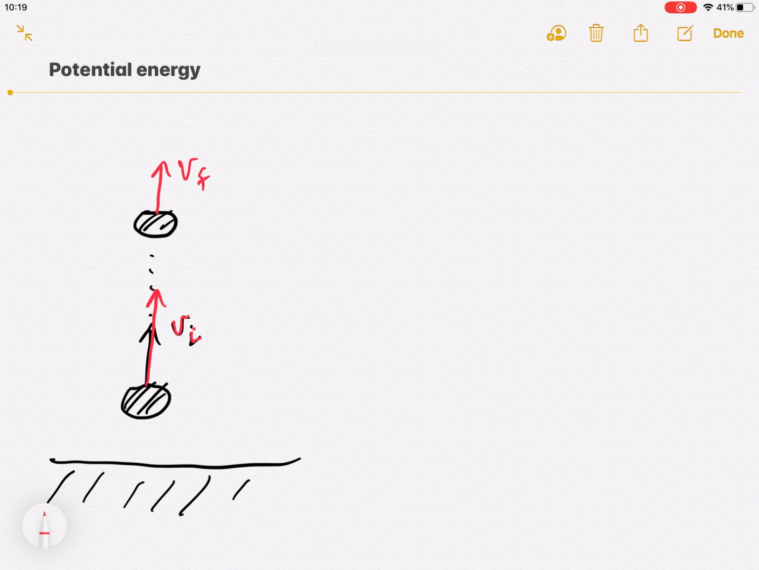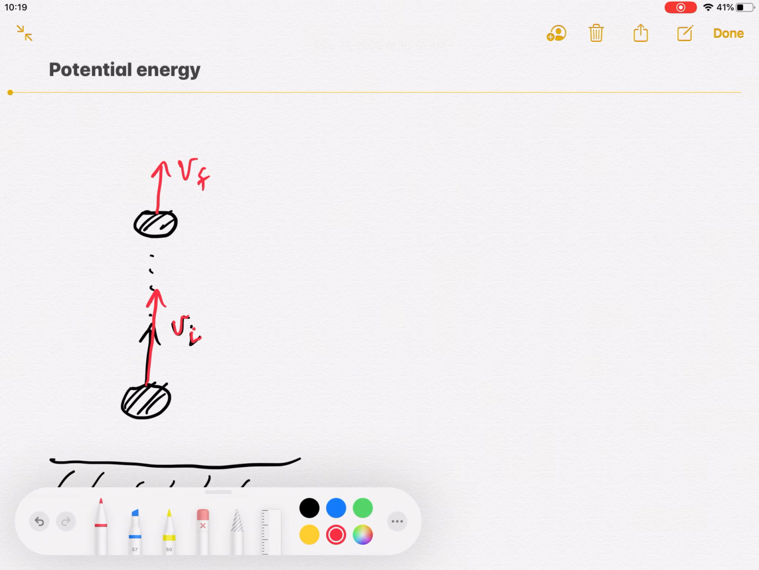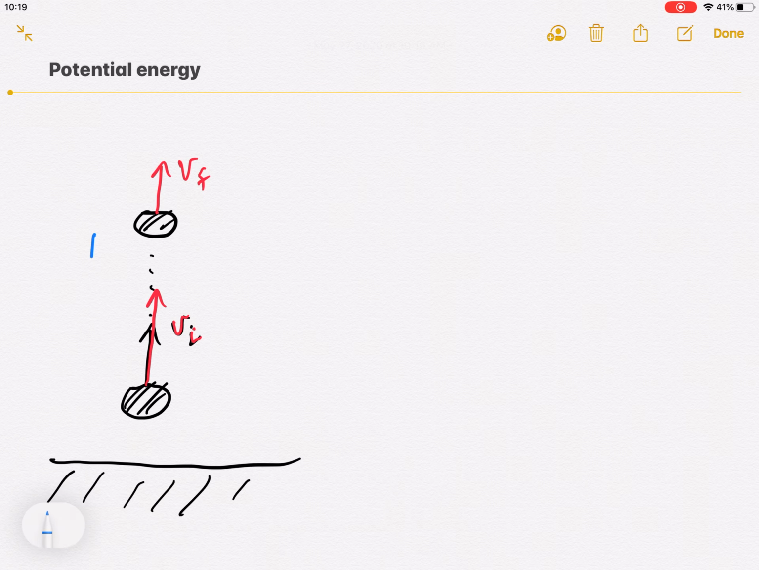Okay, so why did it slow down? Well, because it's in free fall, and I know everything in free fall accelerates downward at g. So you could solve this problem if you knew a v initial and were looking for a v final. You could solve the problem using kinematics. But you can also solve this using the work energy theorem.